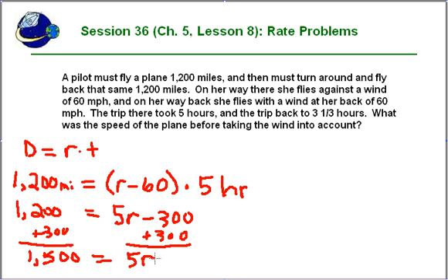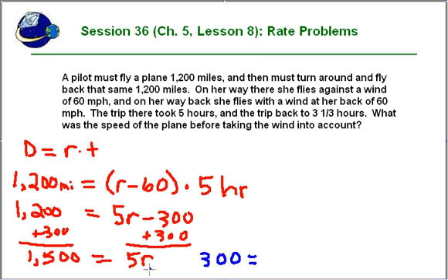Now, the last thing that we have to do here to get the r by itself is undo the multiplication, because right now the r is being multiplied by 5. So to undo that multiplication by 5, we need to divide both sides by 5. And I've run out of room here, so I'm just going to go ahead and rewrite the answer, and we'll do this in our head. What is 1,500 divided by 5? Well, 1,500 divided by 5 is 300.